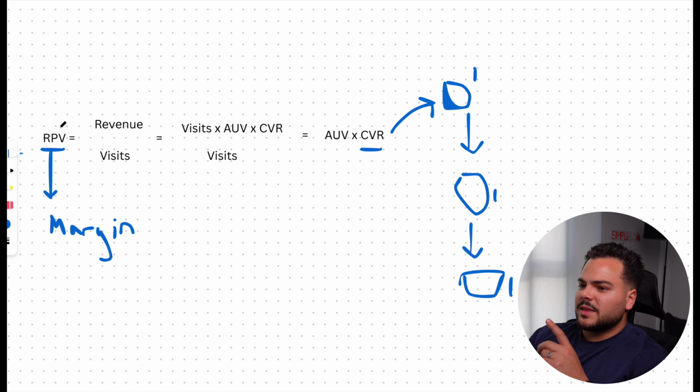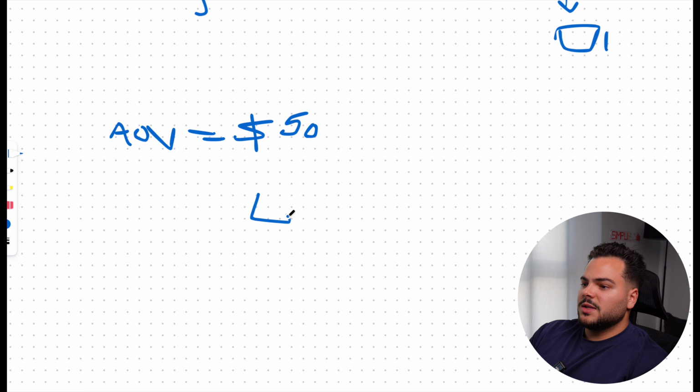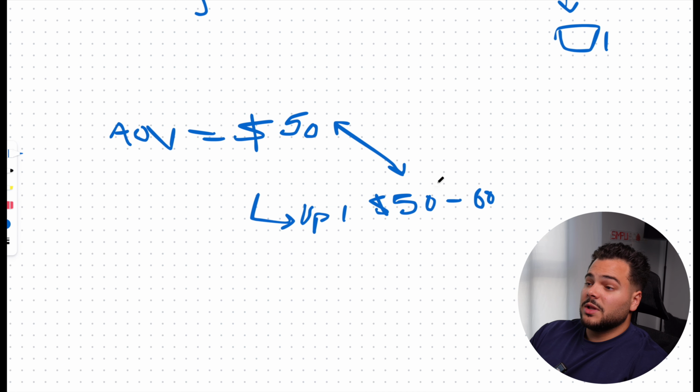So how do we get the highest RPV with the margins being the highest as well, and we only have these two to play with? So let's say you have an AOV of $50. In our strategy, that means for us, when we look at upsell number 1, I usually want to be able to upsell between $50 to $60 is what I would want to aim for. In this case, I want to get a very similar AUV to my initial AOV.